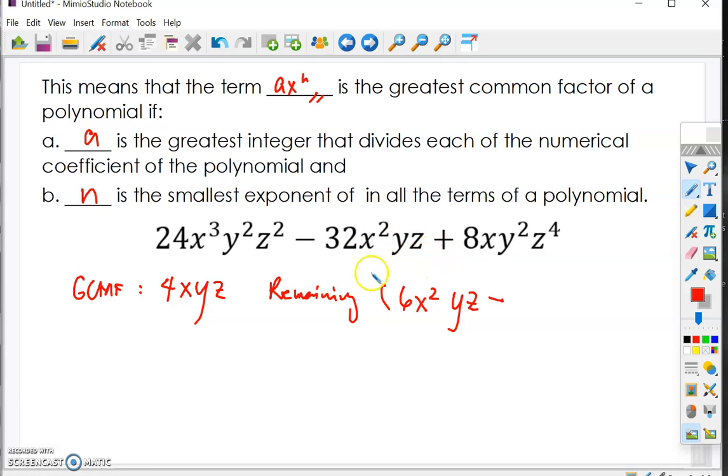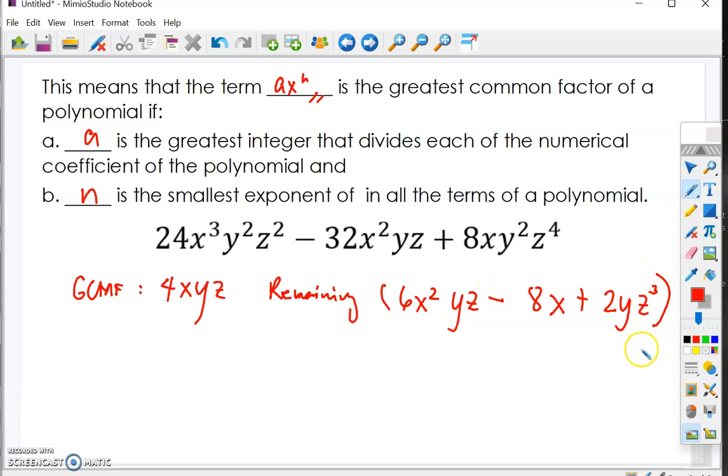Then we do the same process. 32x squared yz divided by 4xyz will leave us with 8x. y and z will be cancelled, since it's equivalent to 1. So we have 8x for the second term. Then plus, when we divide 8xy squared z to the fourth by the greatest common factor 4xyz, we will have 2yz cubed. And that's it.